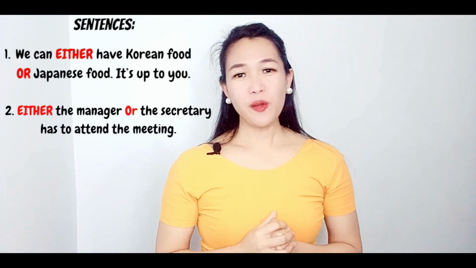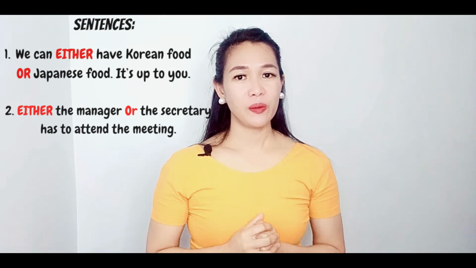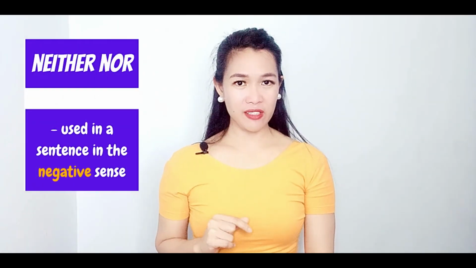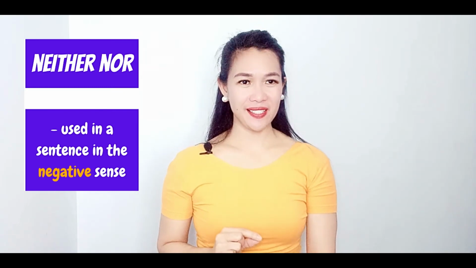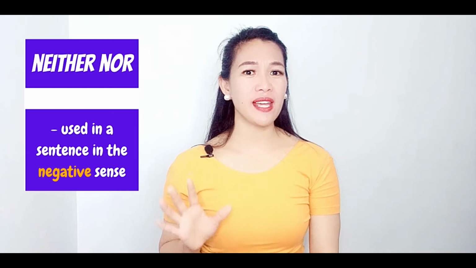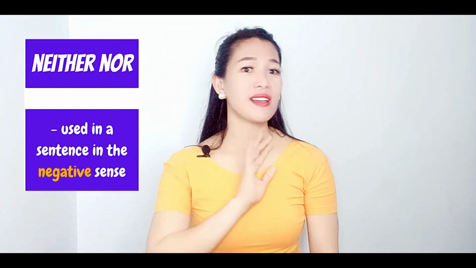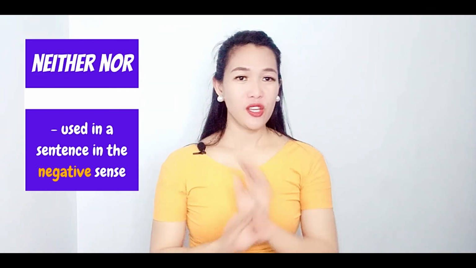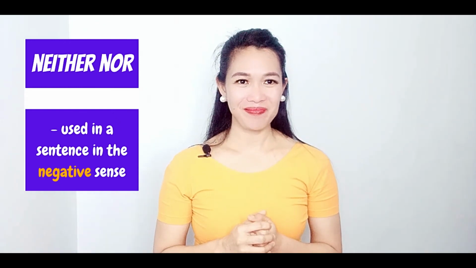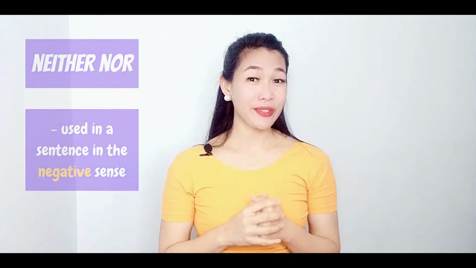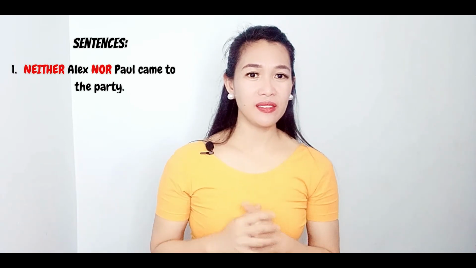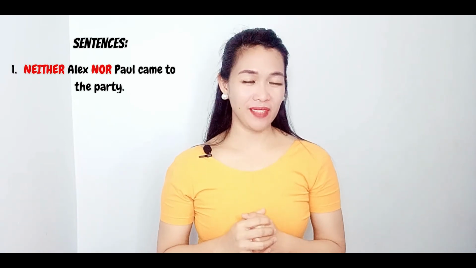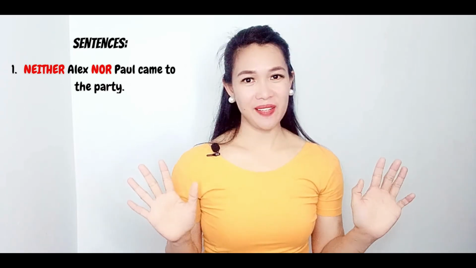Okay, now let's compare that with neither...nor. Neither...nor pattern, on the other hand, is used in a sentence in the negative sense. It means when you want to say that two or more things are not true. No possibilities. All right, here is an example sentence. Neither Alex nor Paul came to the party. It means none of them.